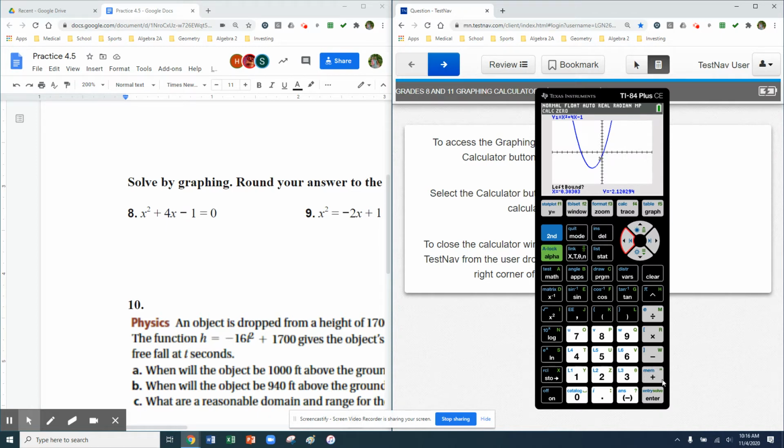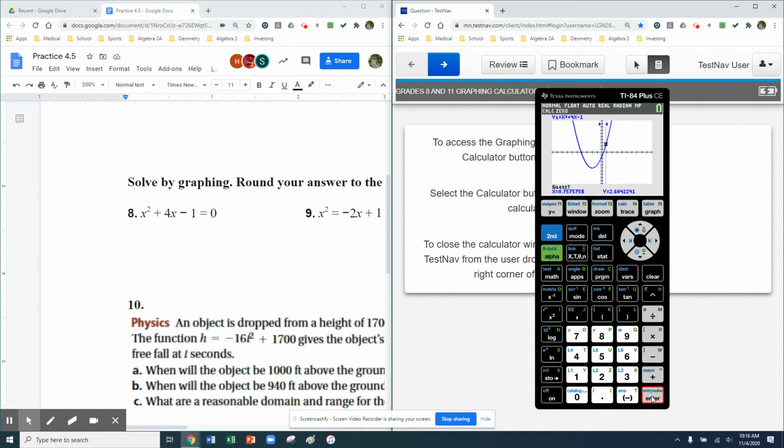So I'm going to hit enter on left bound. Then it's going to ask me right bound. Well, right bound, I have to scroll to the right, which is going to bring me above the x-axis, and I'm going to hit enter. So now it's made a barrier of where my solution is. It's somewhere between that left barrier I set up and that right barrier I set up.